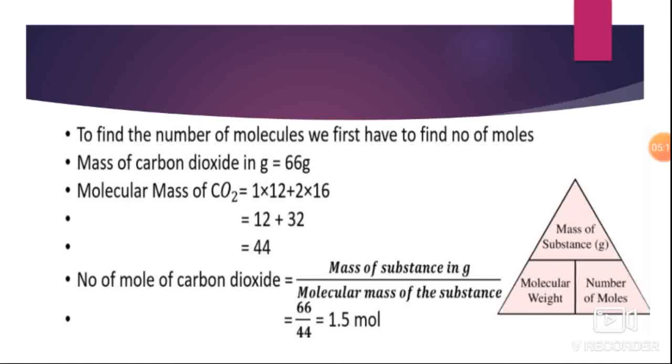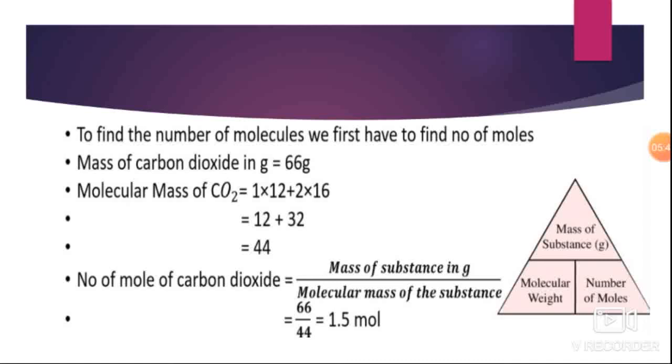The mass of carbon dioxide in grams is equal to 66 grams. This is the sum that I have taken. We have to find out how many moles are there in 66 grams of carbon dioxide. So to find it, we have to first find the number of moles. The mass of carbon dioxide in grams is 66 grams, as mentioned in the question. Next, the molecular mass of carbon dioxide.